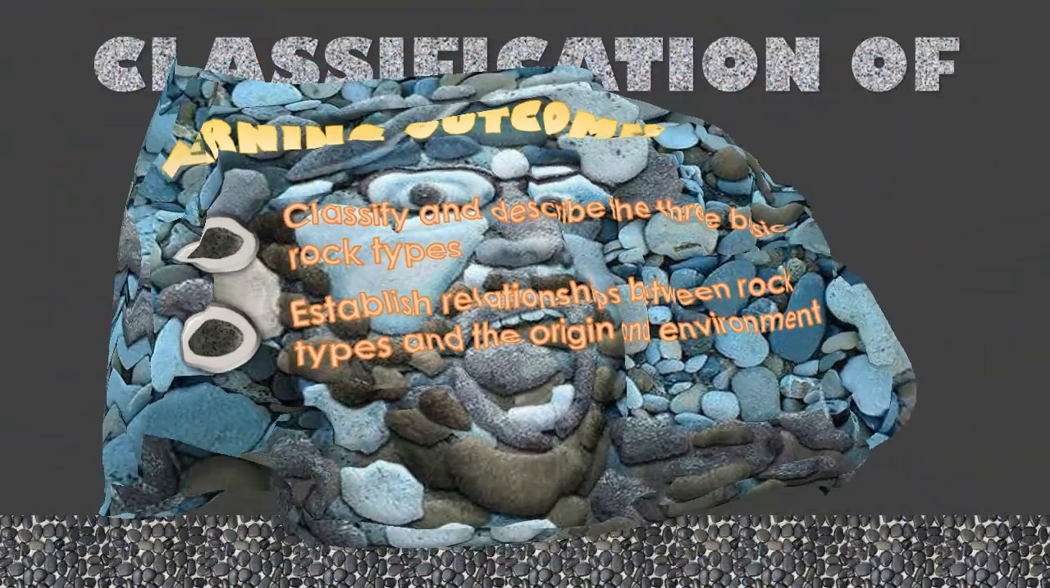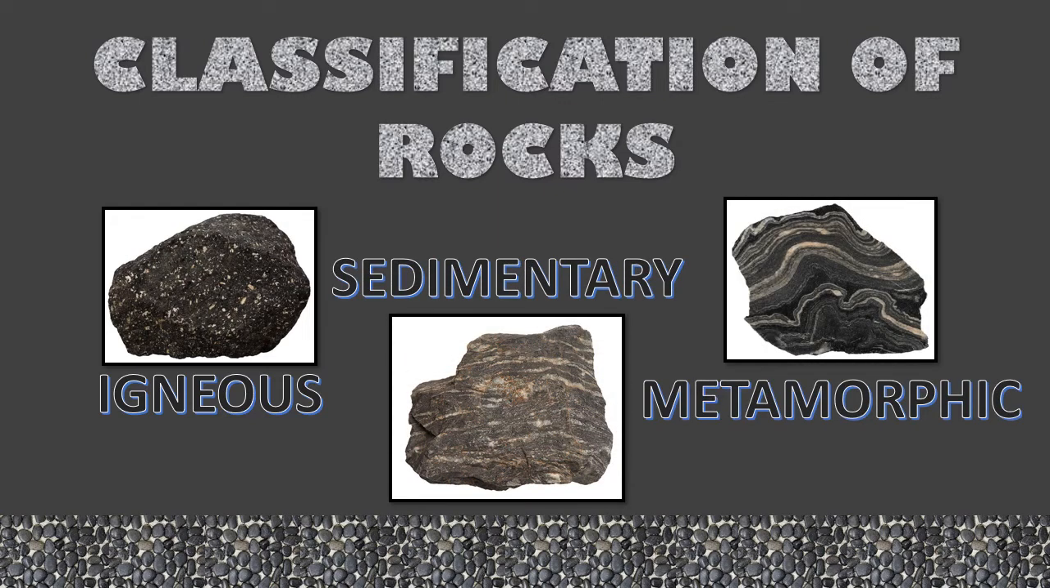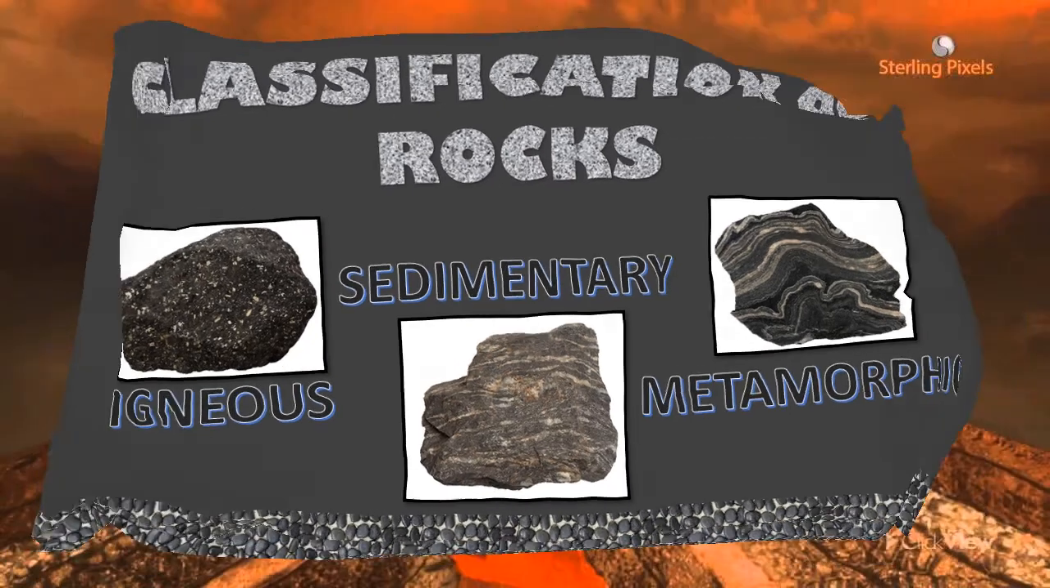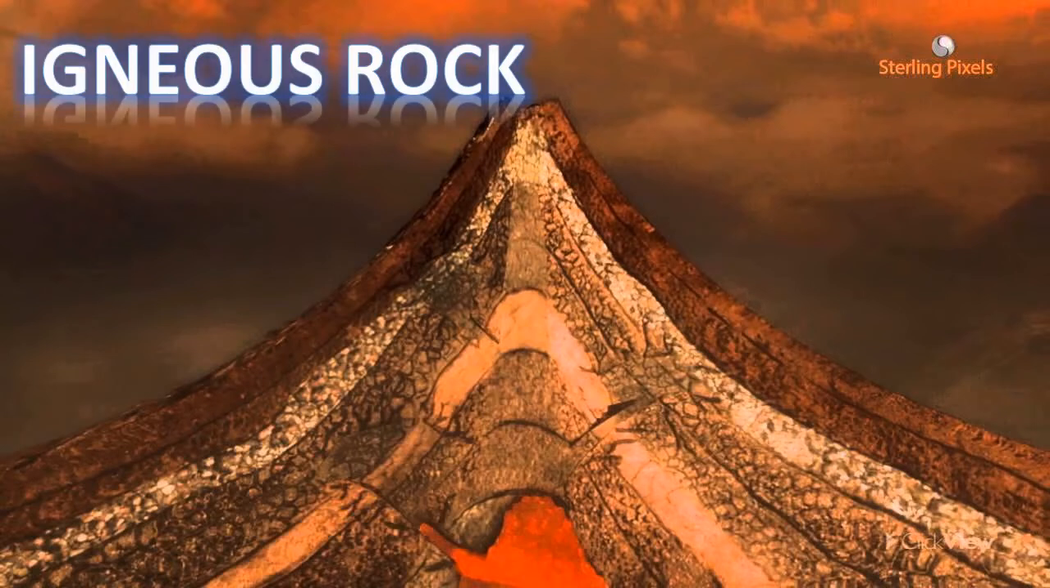So we knew already from our junior high school that there are 3 types of rocks. We have the igneous rock, sedimentary rock, and metamorphic rocks. So to begin with, let's start with what igneous rocks are.